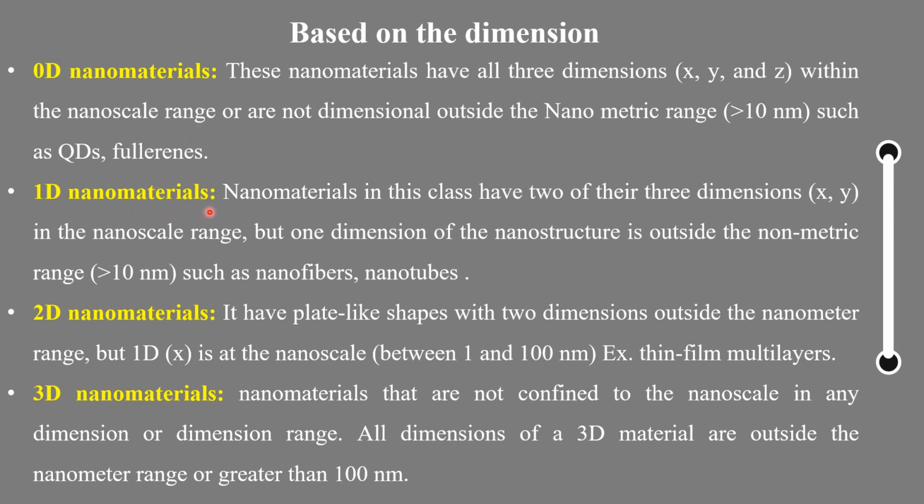One-dimensional nanomaterials. Nanomaterials in this case have two of the three dimensions in the nanoscale range, but one dimension of the nanostructure is outside the nanometric range, such as nanofibers and nanotubes. Two-dimensional nanomaterials have plate-like shapes with two dimensions outside the nanometer range, but one dimension at the nanoscale range. Example of two-dimensional nanomaterial is thin film multilayers. Three-dimensional nanomaterials are not confined to the nanoscale in any dimension.